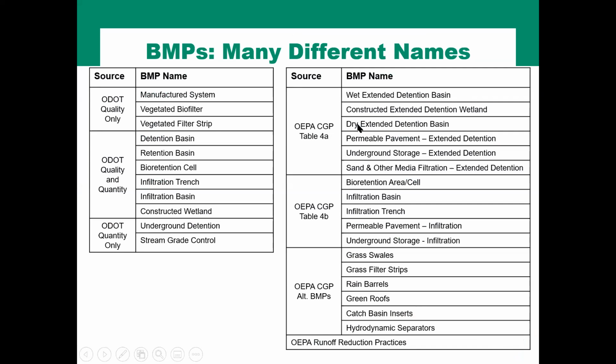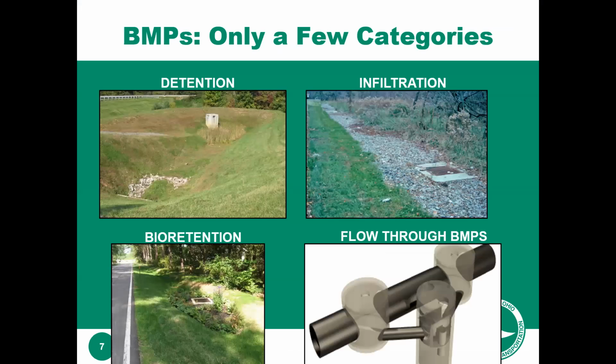So BMP, you don't have to read all these. I know those words are small. BMPs have a lot of names. So these are the ODOT names on the left, a bunch of the Ohio EPA names on the right. They have a lot of different names, and BMPs can seem kind of confusing, like, oh, there's 10, 15 of them, and what do they do? How are they different? They can really be simplified a lot by thinking of it in 3 basic categories.